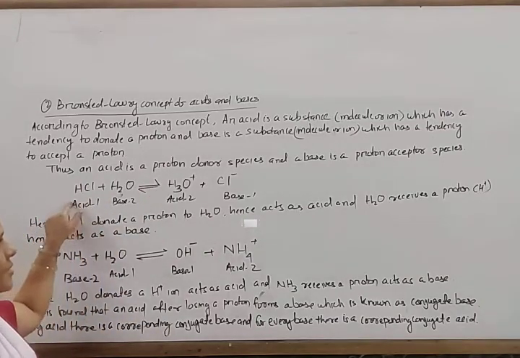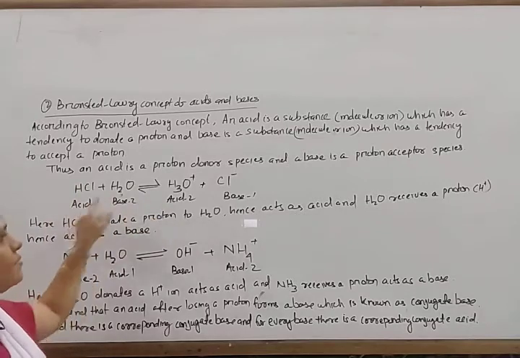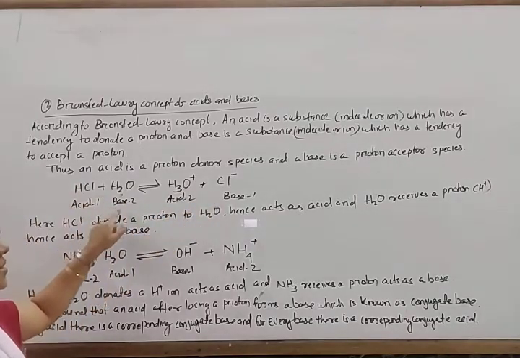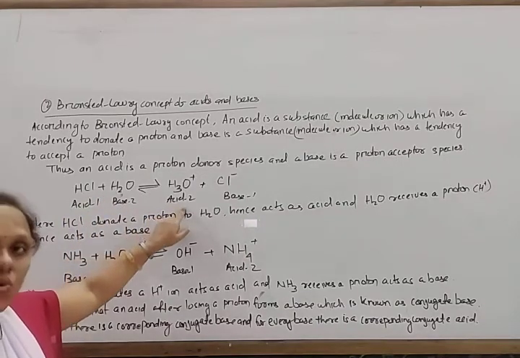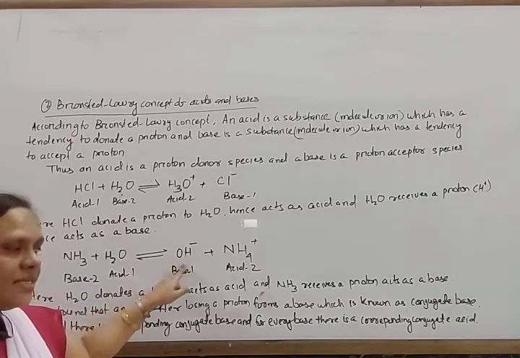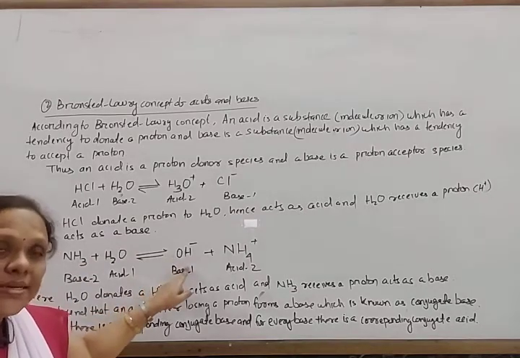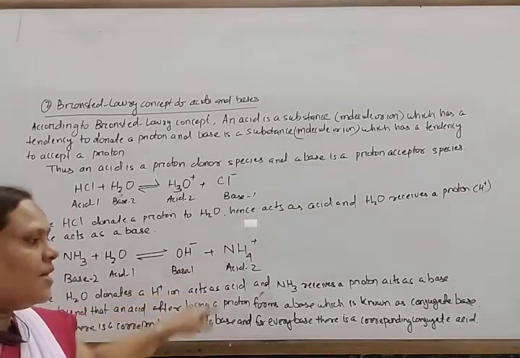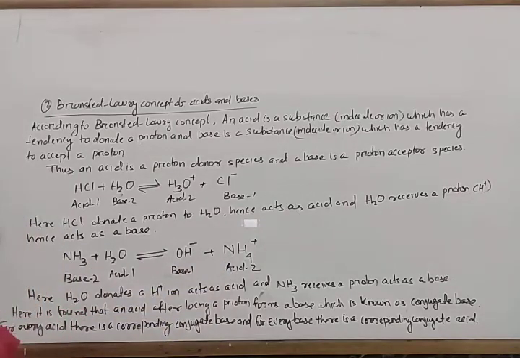An acid has a corresponding base, acid 1, base 1, known as its conjugate base, and a base has a corresponding acid known as its conjugate acid. Okay, so note this down.